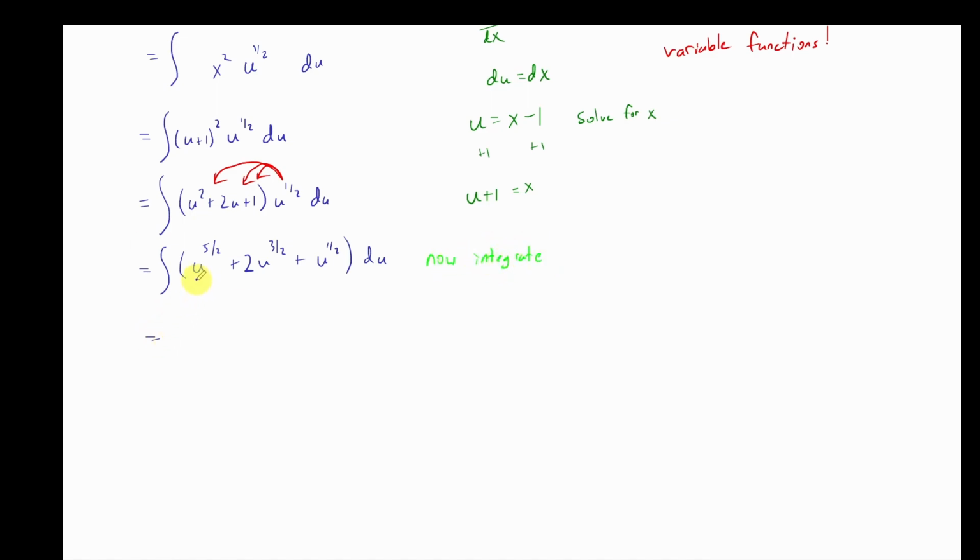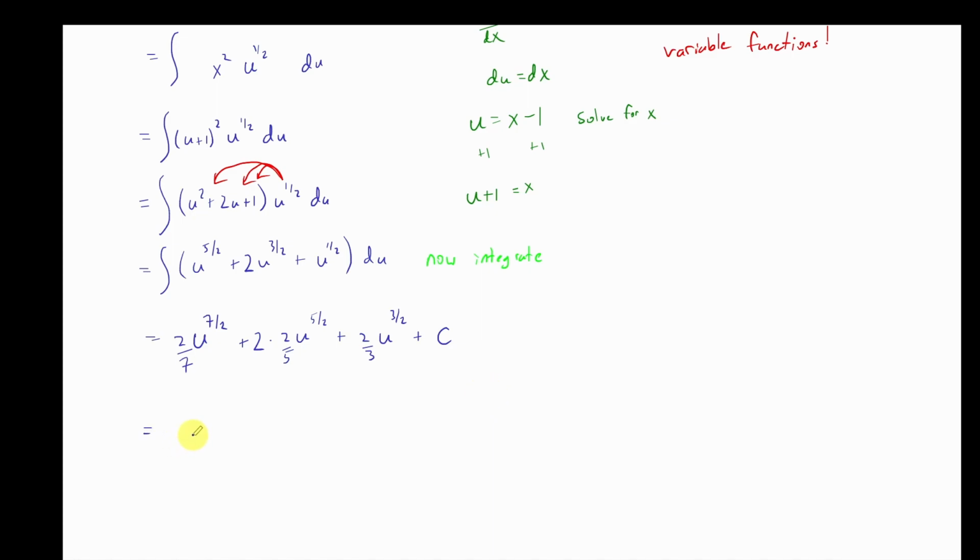So the u to the 5 halves, when I use the power rule, I add 1 to the power, divide by the new power, but instead of writing divide by 7 halves, I like to write multiply by 2 sevenths. For the next term, when I add 1 to the power, we'll have 5 halves, divide by the new power, or multiply by its reciprocal. For the u to the half, when I add 1 to the power, I get 3 halves. Dividing by 3 halves is the same as multiplying by 2/3. Of course, don't forget the plus c.